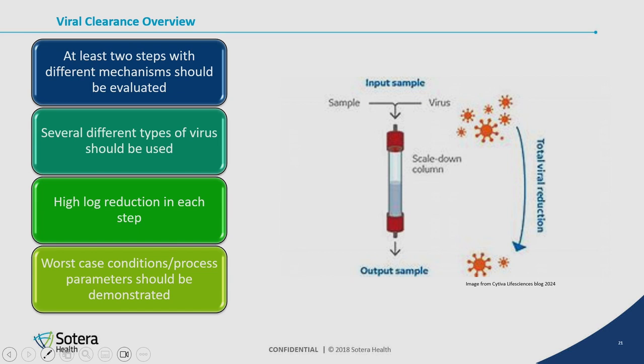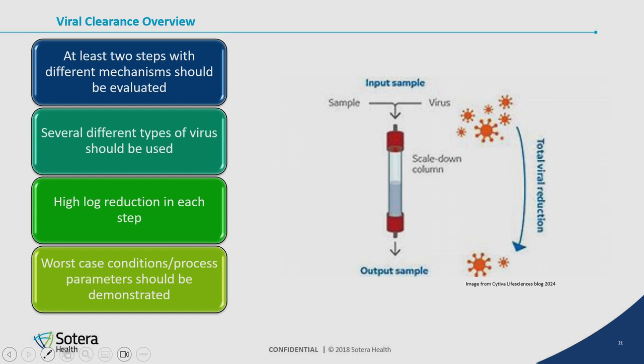At least 2 steps with 2 different mechanisms should be included. So meaning you shouldn't have an inactivation step and an inactivation step. You need to have an inactivation step and a removal step. So you should have one of each step at least. And then you want to choose more than one virus, and we'll get into that a little bit later as far as what the expectation is with how to choose a virus.